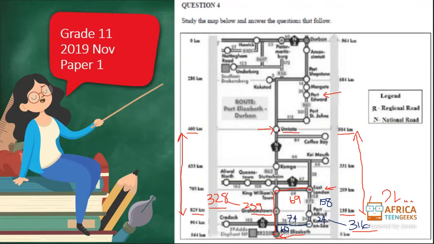Port Edward to Mthatha. Remember, you can't say go north, go south. There's no compass, right? So you use words like turn left, turn right, and so on.